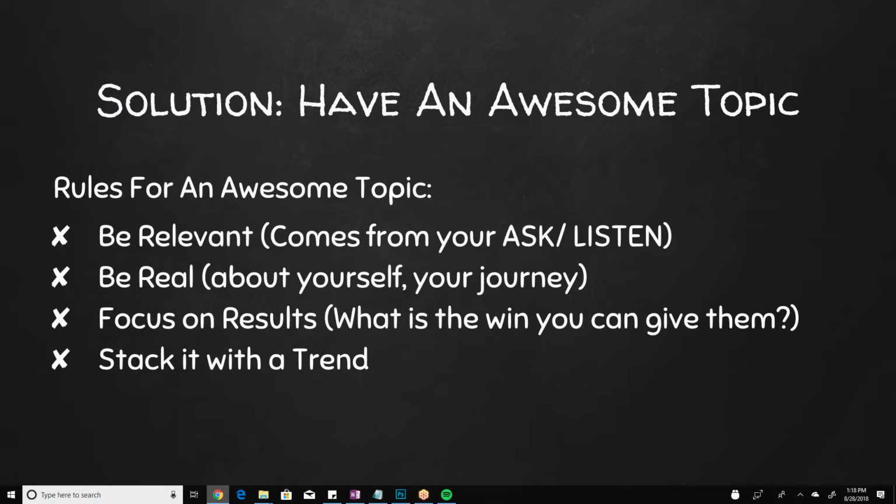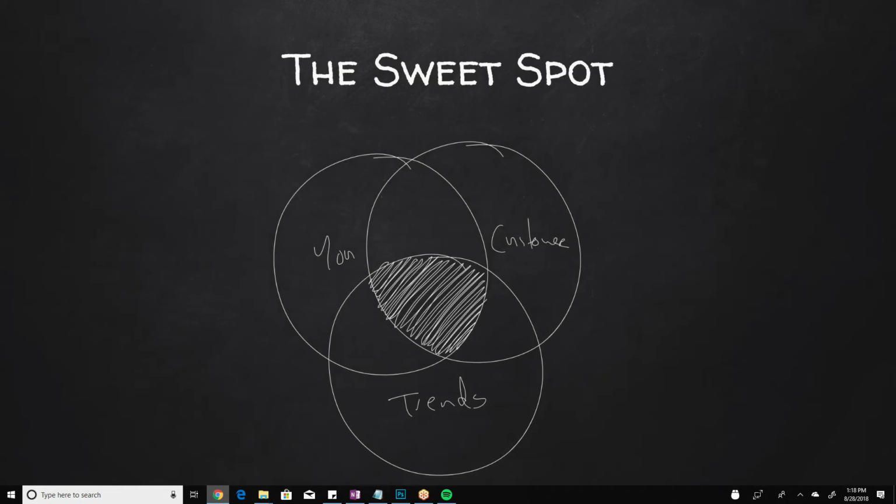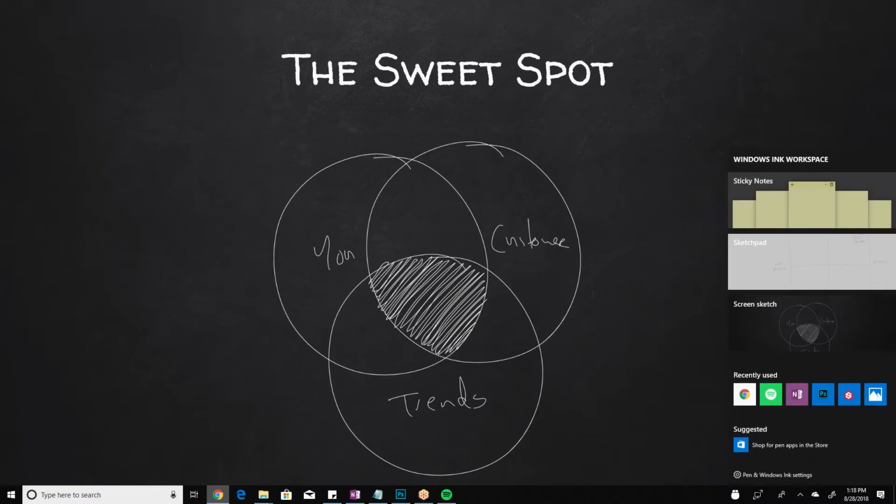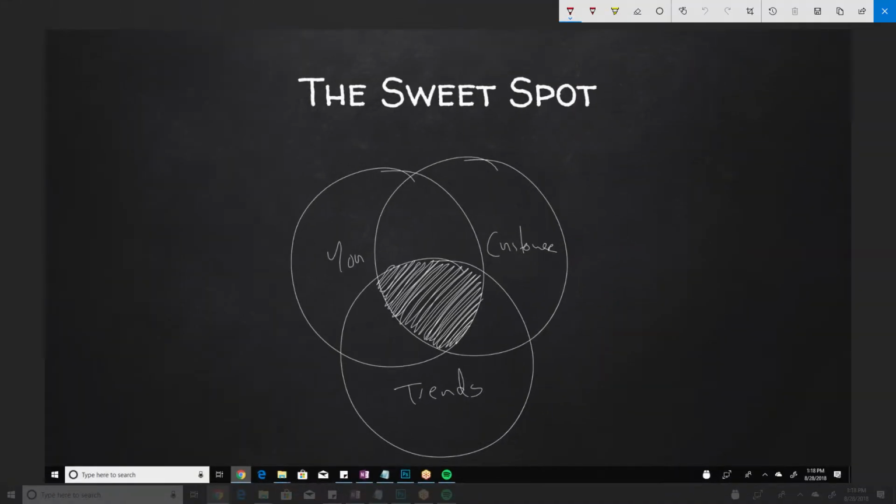I love the alliteration of these things. What I want you to think about is this diagram, and I want you to get in your own head about what's possible here. Okay, because this is your sweet spot.